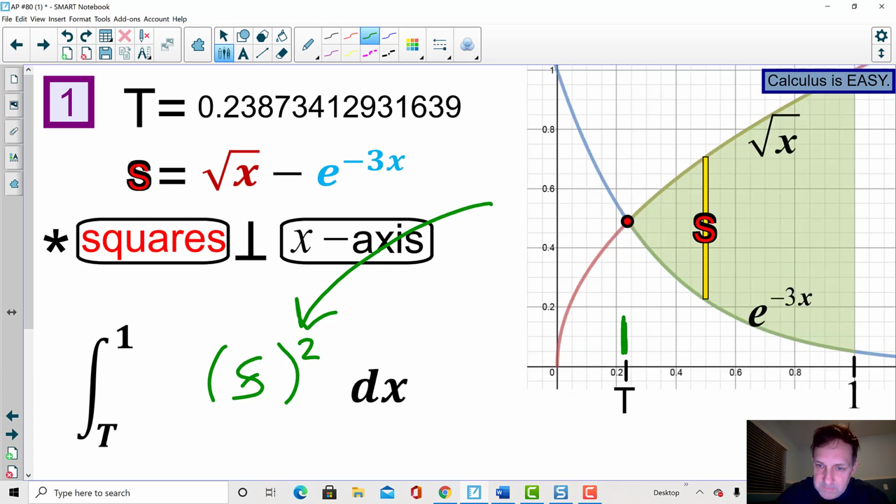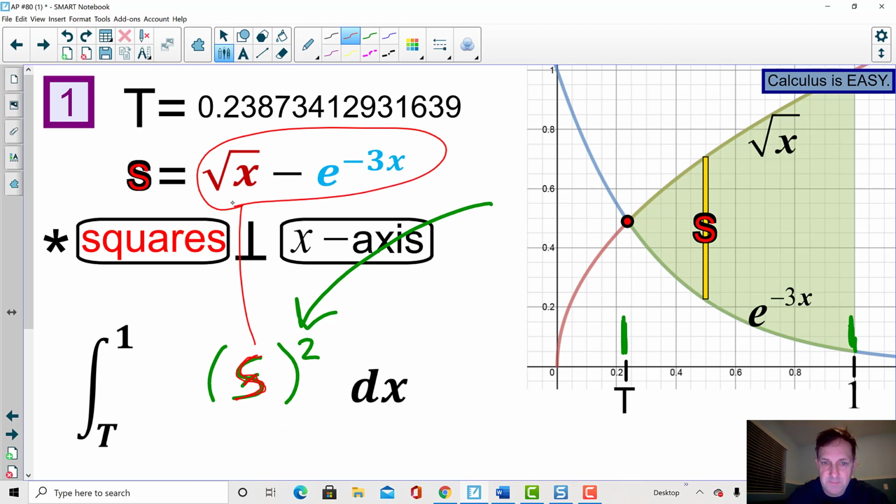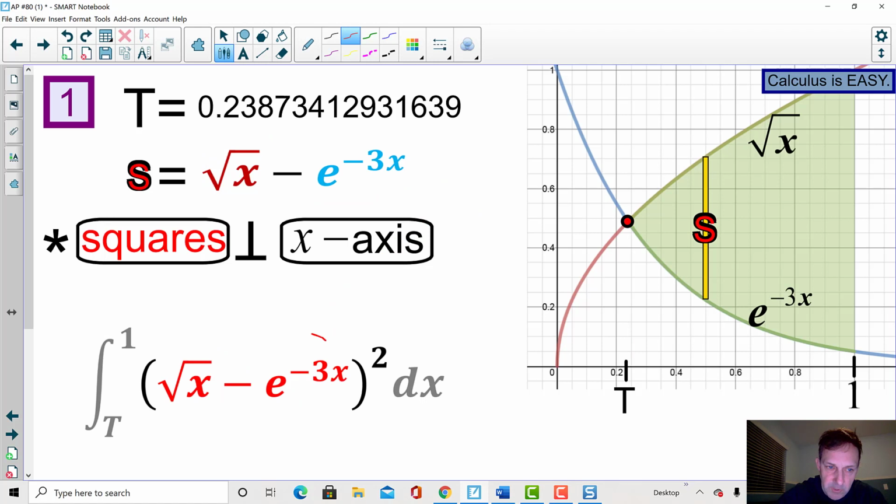And we are going to fill them in from t all the way to 1. So you can see my bounds go from t to 1. And one of these s's is the same thing as the square root of x minus e to the negative 3x. So let's plug that in. Okay, there we go. We plugged in our s. This is our s. And I want you to notice that it's squared. And again, our bounds went from t all the way to 1. And that's basically it. Now I do want to point out that each square is going to be perpendicular to the x-axis. The other type that we might do is if they're perpendicular to the y-axis, and that'll be our next example. So we'll show you that one in a second here.